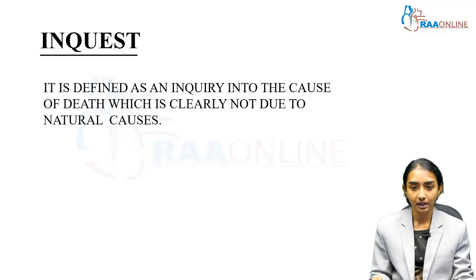It is defined as an inquiry into the cause of death, which is clearly not due to natural causes. So death is clearly divided into two types. One is a natural cause, or death due to unnatural causes. Natural causes is when the body on its own stops functioning regularly as it is supposed to do, which results in the death of the individual.